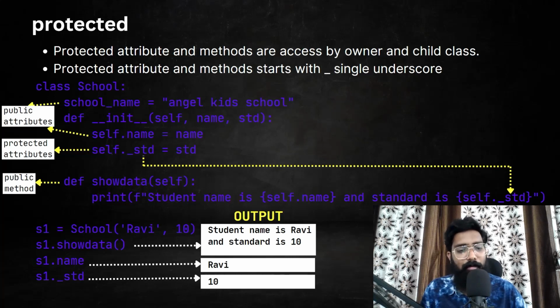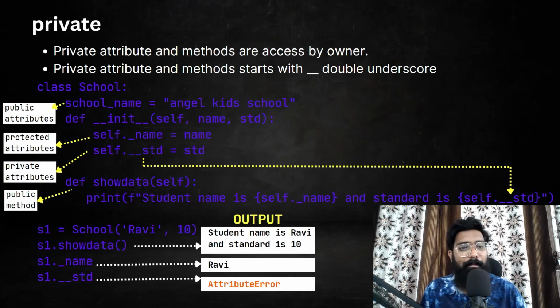We are creating an object s1. S1.show data will print the student name is Ravi and standard is 10. S1.name and s1._std will print 10. If we do not write the underscore, s1.std, it will throw an error.